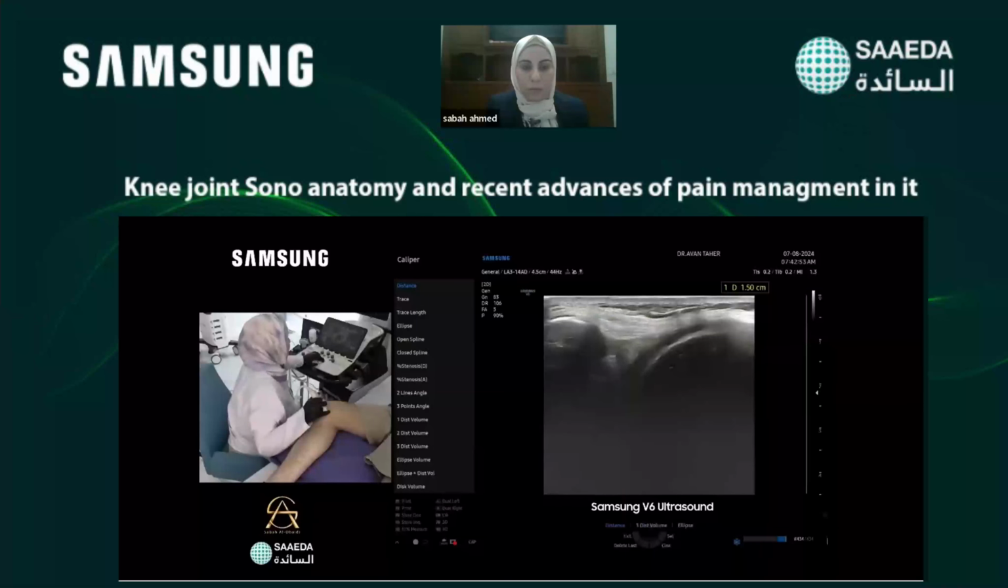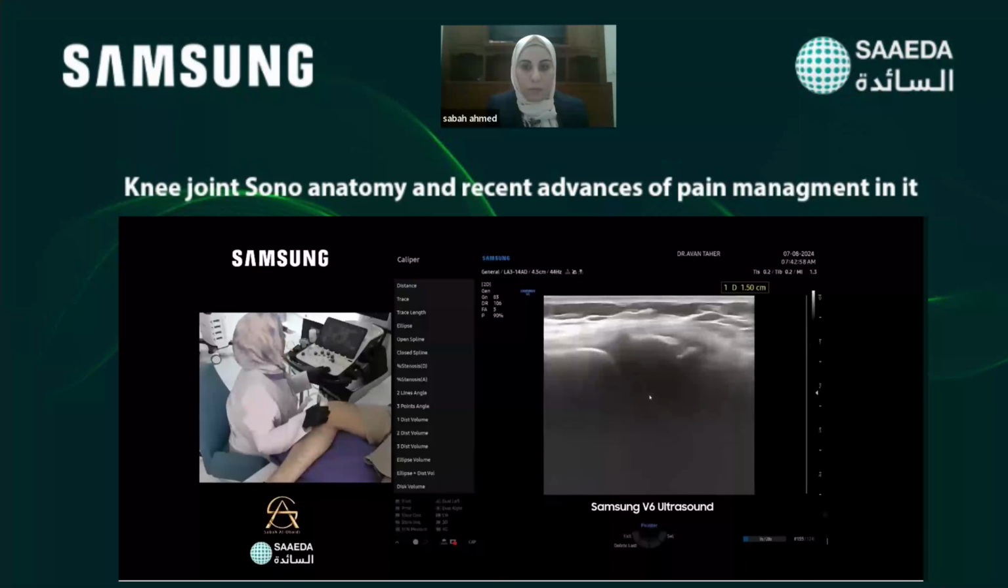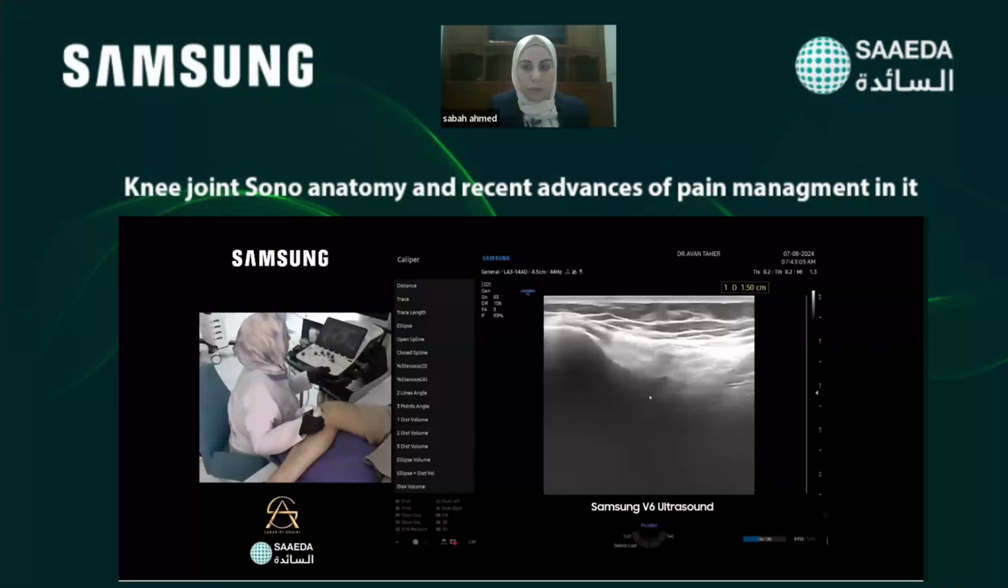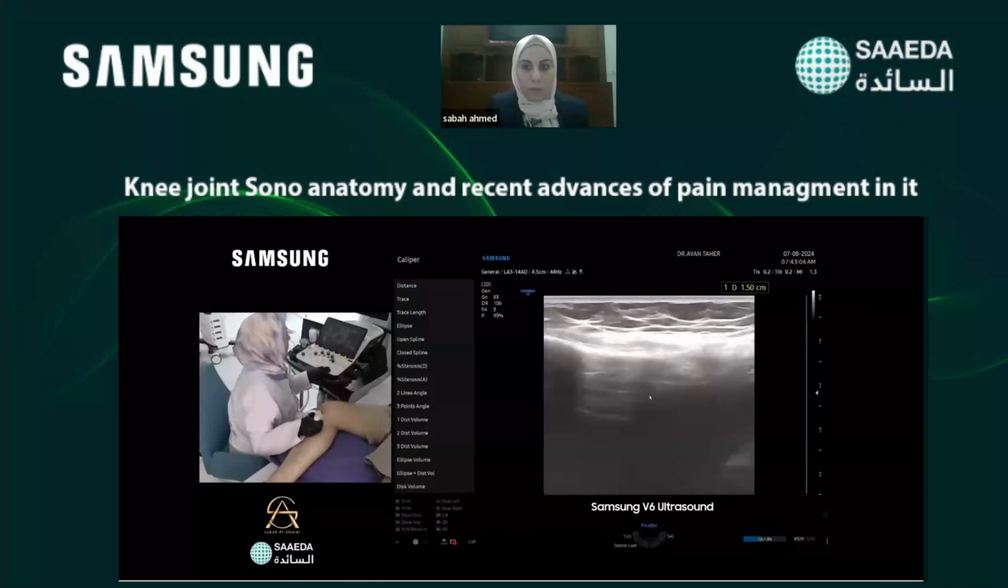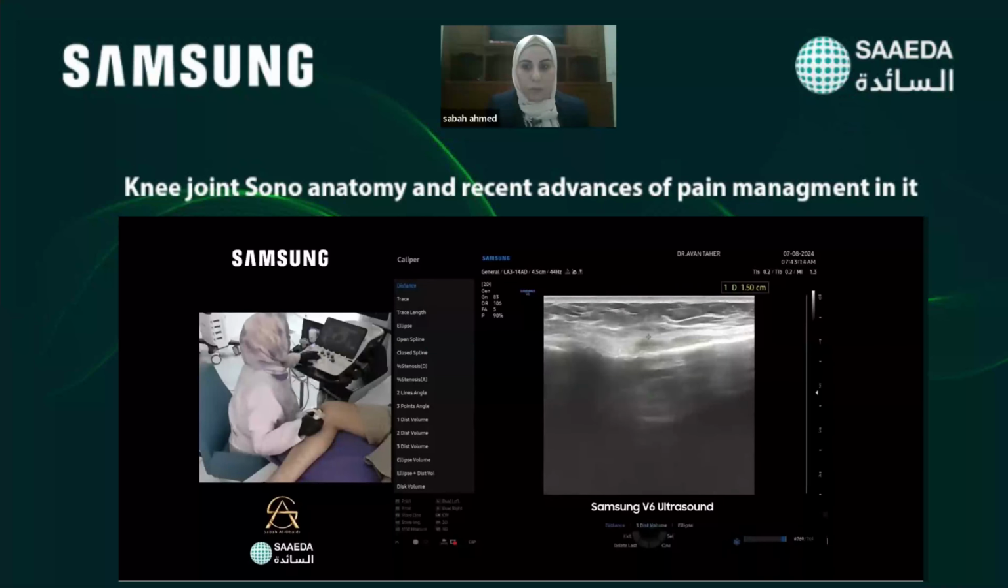Another important structure here, when we examine the medial meniscus, if you continue downward, you see there will be 3 tendons here. This first, this second, the hyperechoic, and this is the third tendon. These are called SGS. What is the meaning of SGS? S is sartorius, the first muscle, then gracilis, then semitendinosus.